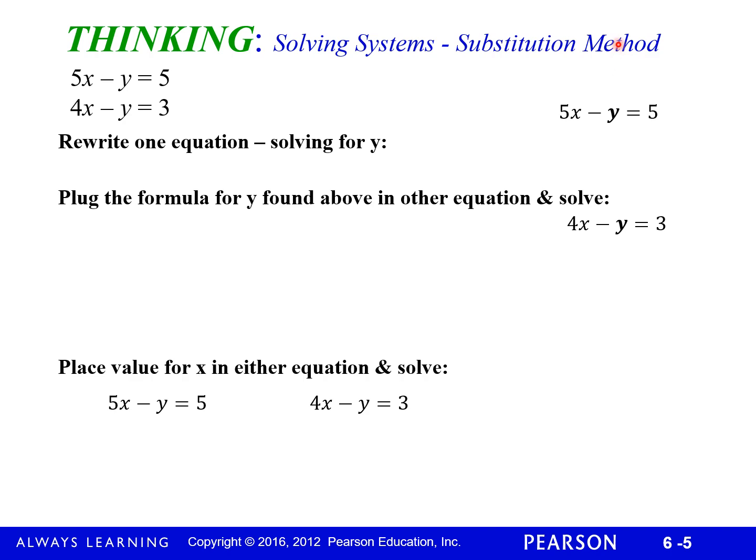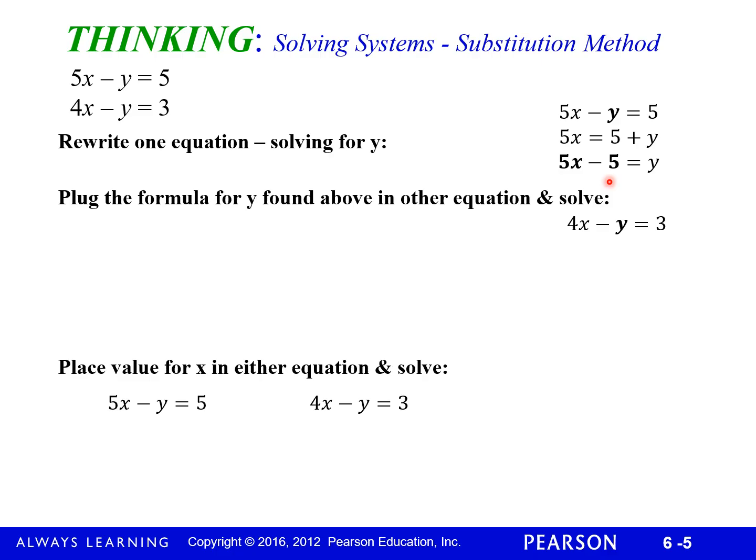The first thing we want to do is probably subtract 5x. Actually, I did the opposite. I like to get the y positive. So if I add y to both sides, we get 5x equals 5 plus y. Again, I want y to be by itself, so now I need to subtract 5 from both sides. And now I have solved this original equation for y: y equals 5x minus 5.